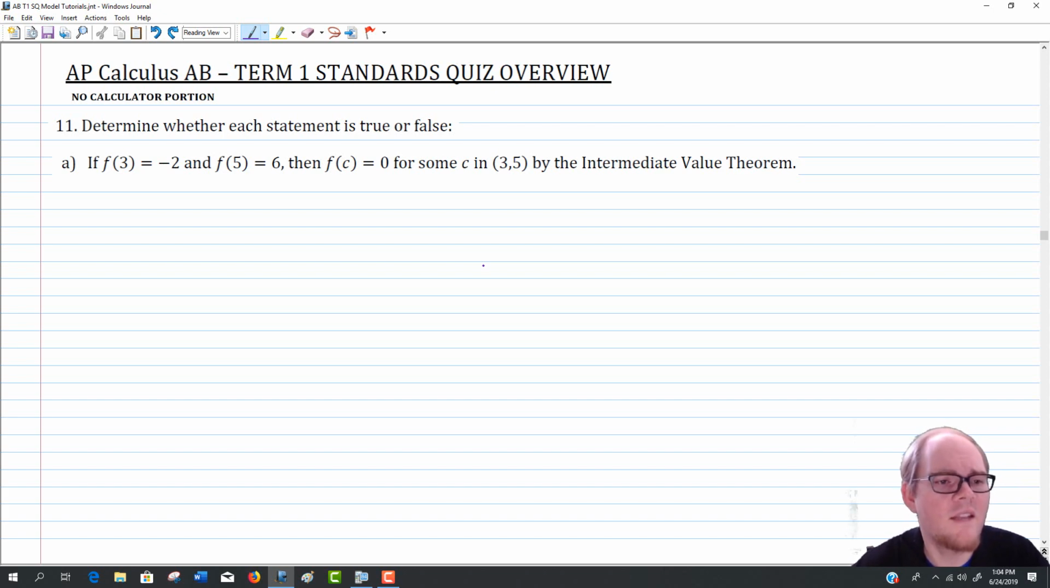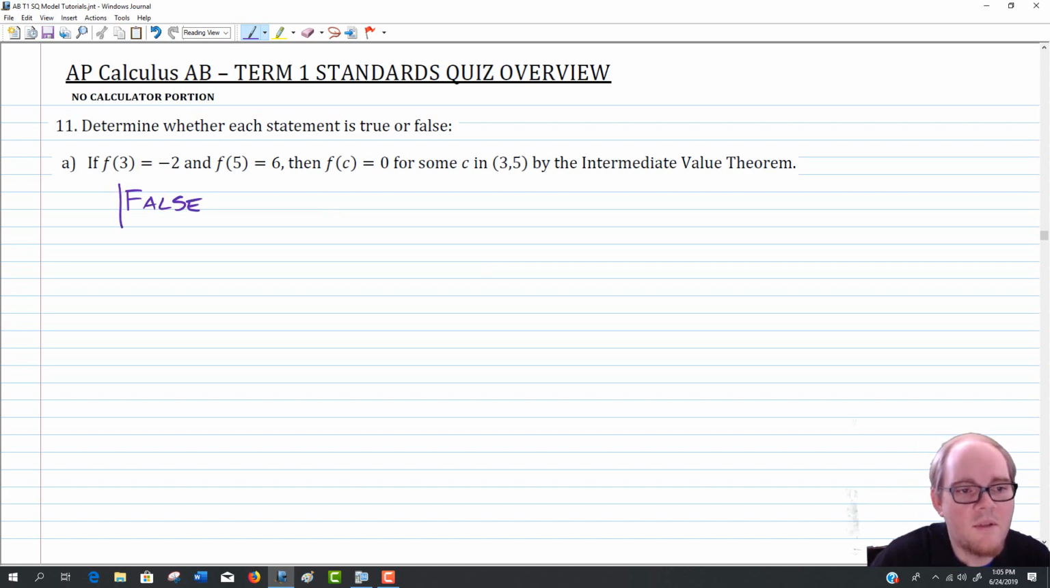And 11a states that if f of 3 is negative 2 and f of 5 is 6, then f of c has to equal 0 for some c in the open interval 3 to 5, by the intermediate value theorem. So at first glance, this statement sounds like it's probably true. Basically, we're going from a negative y value to a positive y value, and then you'd think for sure that there must be a 0 value inside. But actually, this statement is false.